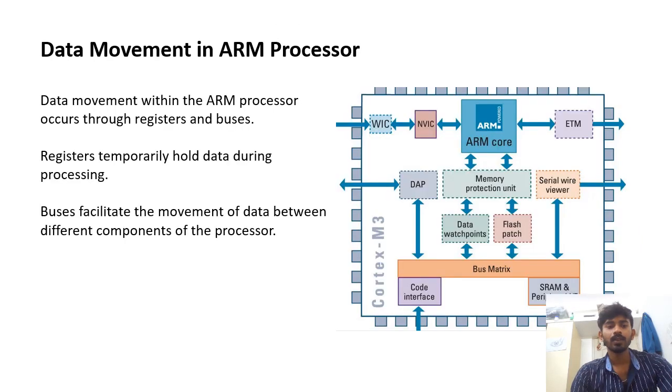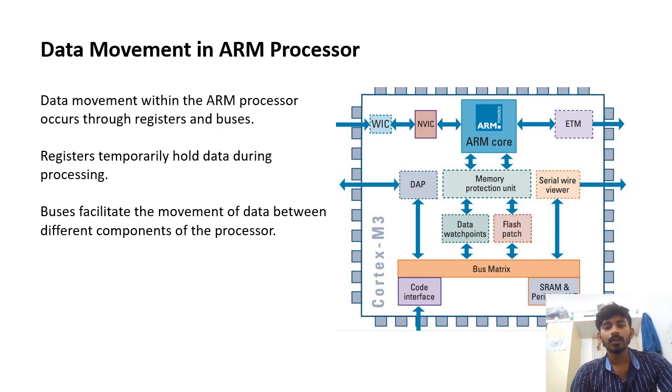In this slide, we are going to learn about data movement in the ARM processor. Data movement within the ARM processor occurs through registers and buses. Registers temporarily hold data during processing, and the buses facilitate the movement of data between different components of the processor. Here is the flowchart of data movement in the ARM processor.